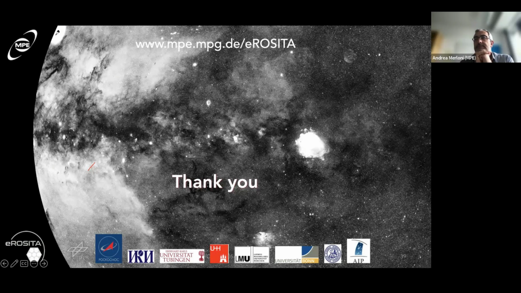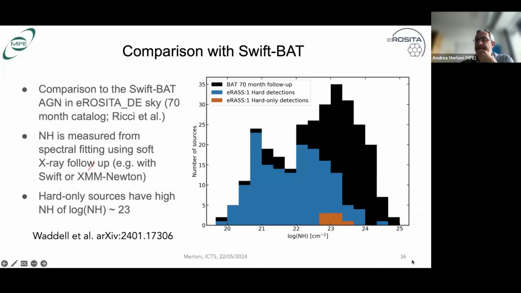I had a question about the absorbing column plots that you showed. So I might have missed something, but did you say that there was some inconsistency between the BAT distribution and the eROSITA, or? No, I mean, no inconsistency.